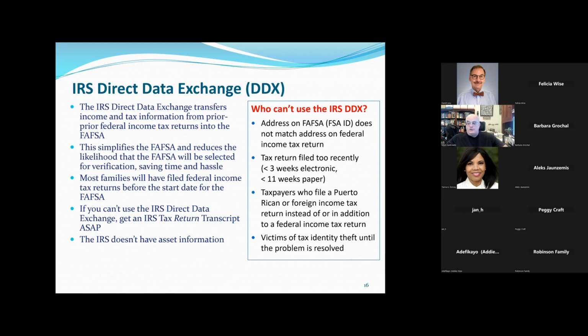If your IRS file has been locked by the IRS because of tax identity theft, you will need to wait until this problem is resolved by the IRS to use the IRS Direct Data Exchange.